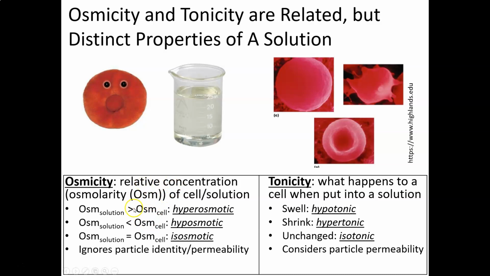Let's start at the beginning again. When we have the same number of particles inside the cell and outside, it's isoosmotic. When we have more particles outside the cell, it's called hyperosmotic, and fewer particles outside the cell, it's called hypoosmotic. Okay, that's the initial condition. And then we let molecules move, and based on what happens with the molecules' movement, then we can figure out what's called the tonicity, which we just talked about.